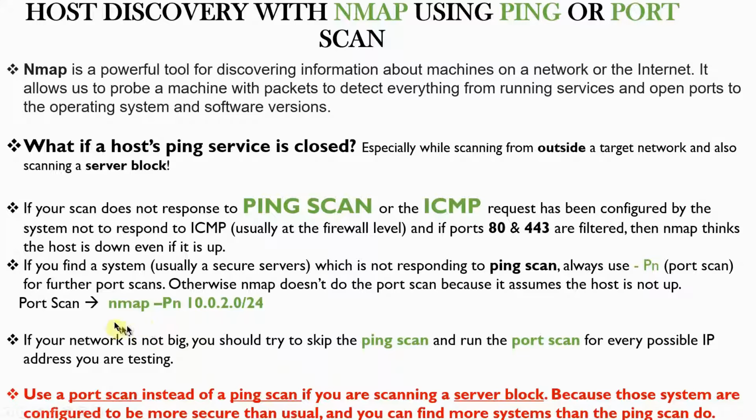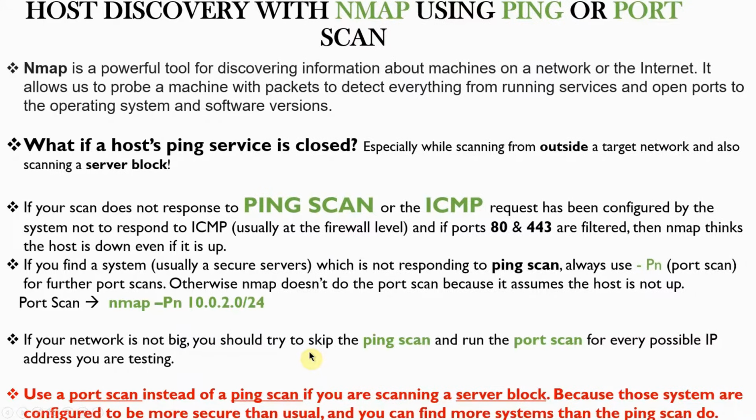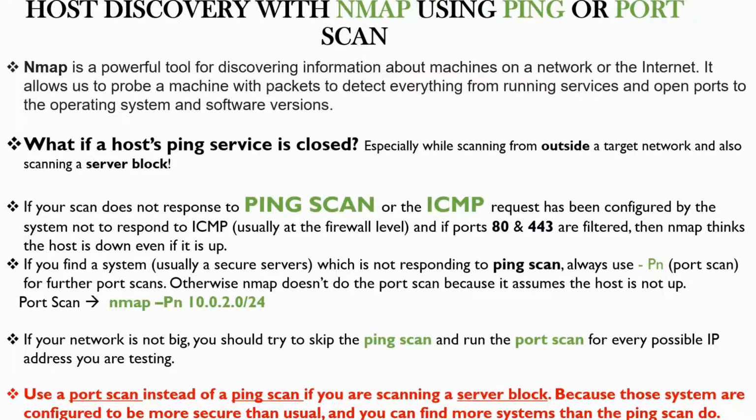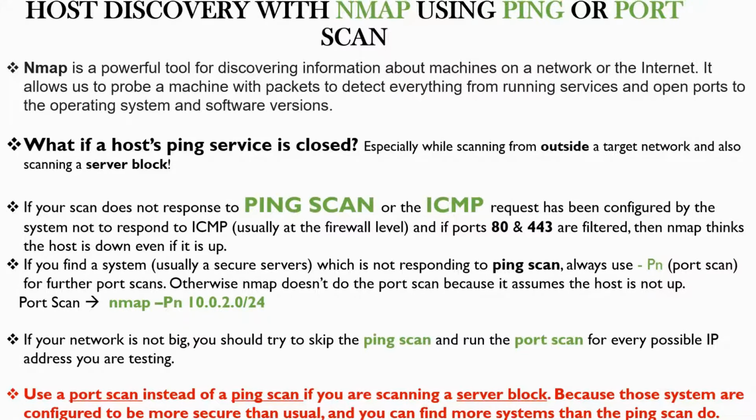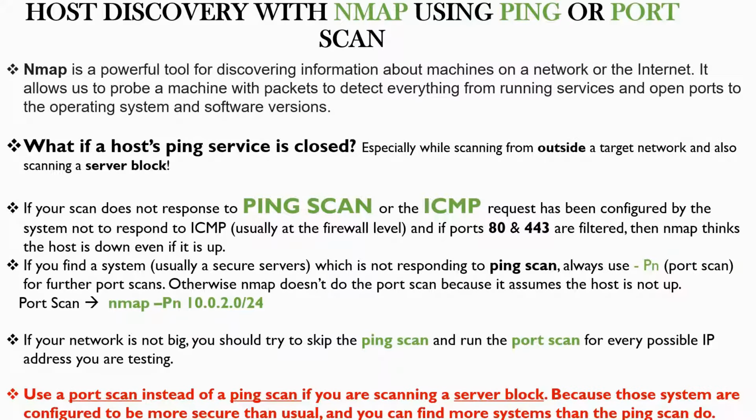All right, so this is the syntax for the port scan. You have nmap, -Pn, and then your IP range or your host range. If your network is not big, you should try to skip the ping scan and do a port scan for every possible IP address you are testing. This is going to help you discover more hosts when you're doing the testing. Use a port scan instead of a ping scan if you are scanning a server block, because those systems are configured to be more secure than usual and you can find more systems than using the ping scan.